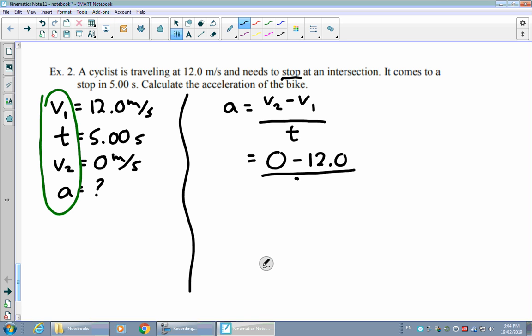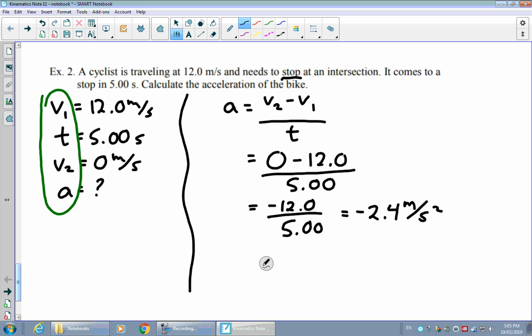And then I divide by 5.00 seconds. And so when that happens, I'll just insert an extra little step, which you can skip over if you want to, but just to be clear on what's happening. Keep in mind that the top of this now is going to become negative. So it's actually negative 12.0 over 5.00. And when that happens, it means that our final answer is going to be negative as well, specifically negative 2.4. And remember, that's an acceleration, so that's negative 2.4 meters per second squared.